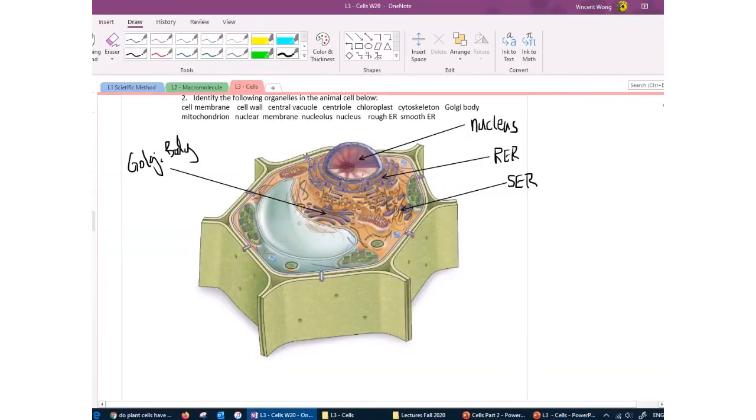So let's just quickly switch to the diagram again. Just keep that next to you so you can flip back and forth. There is the mitochondria. Plants also need to produce energy, so they have mitochondria as well.